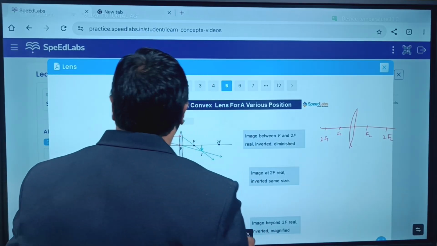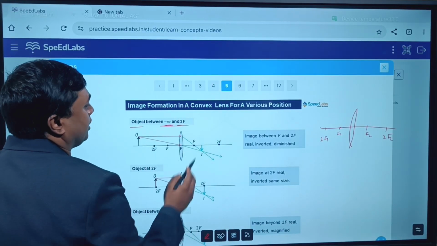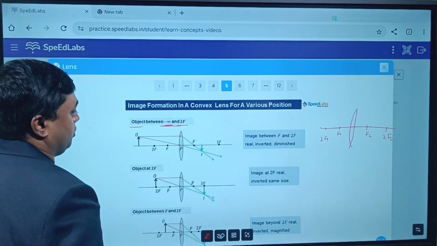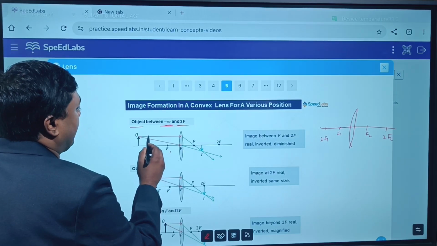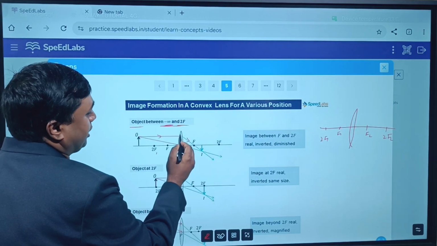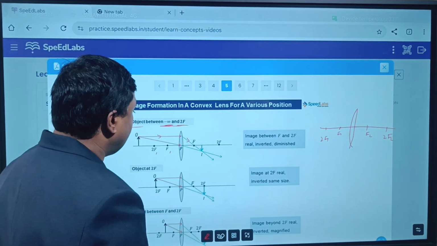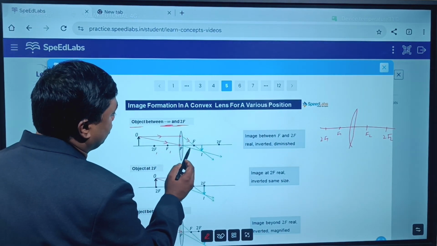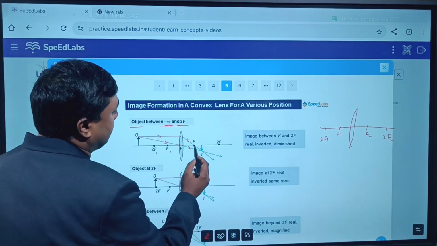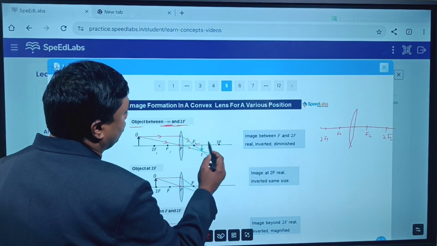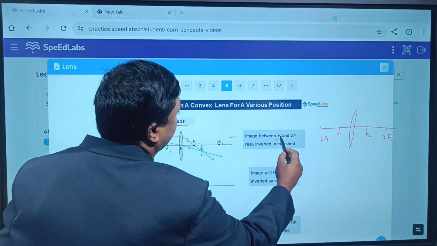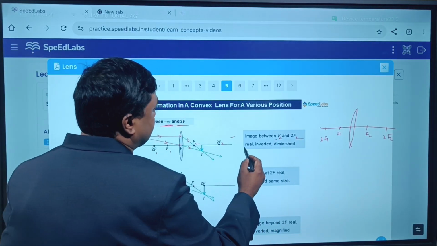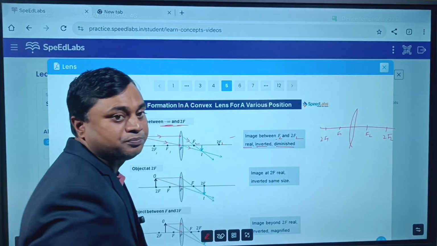Yes or no? So where is the object first? Between infinity and 2F, so beyond 2F1 we can say. One ray you take parallel; after refraction it passes through the focus according to the rule. Second, you pass a ray through the optical center; it goes undeviated. They are meeting between F2 and 2F2, you can see. So in this case, the image is between F2 and 2F2. The image is real, inverted and diminished.